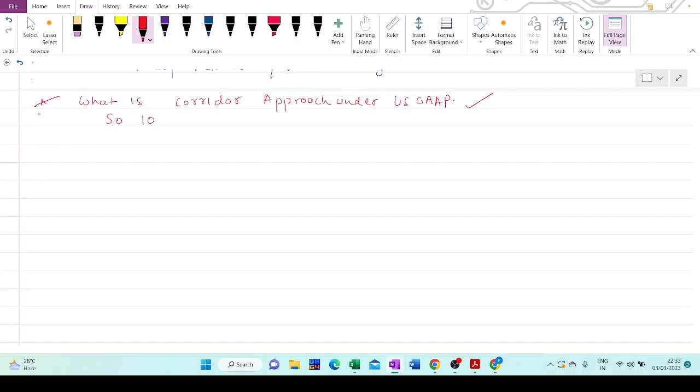So, guys, 10% of the higher of opening PBO or opening FVPA would be my corridor.